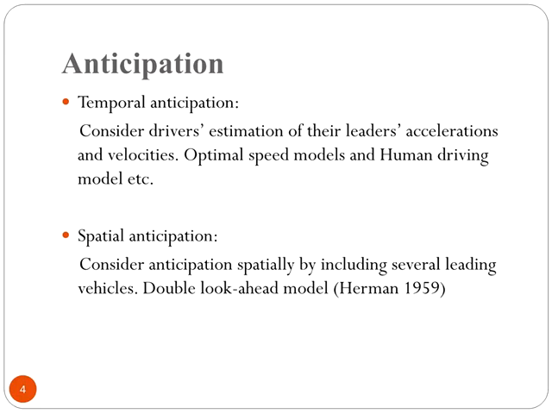The idea of anticipation is usually captured in car following by temporal anticipation or spatial anticipation. For temporal anticipation, people usually consider drivers' estimation of their leaders' accelerations and velocities and consider its effects on driving behavior. For spatial anticipation, they usually consider anticipation spatially by including several leading vehicles. An example is the Bottleneck head model developed by Herman, which considers two leading vehicles.